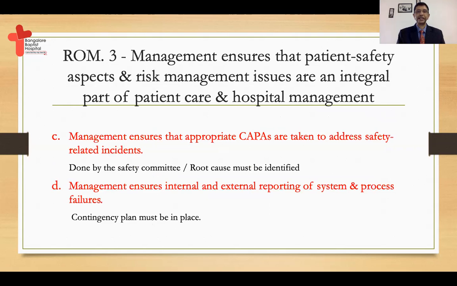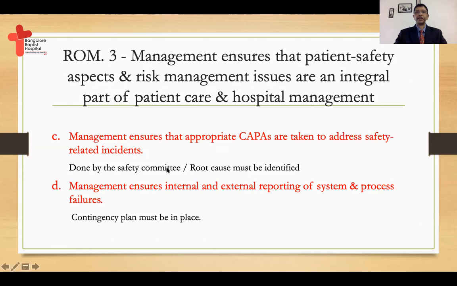ROM 3C. Management ensures that appropriate corrective and preventive actions are taken to address safety-related incidents. This can be done by the safety committee. Root cause analysis must be done and the root cause should be identified. ROM 3D. Management ensures internal and external reporting of system and process failures. There must be a contingency plan in place if such failures occur.